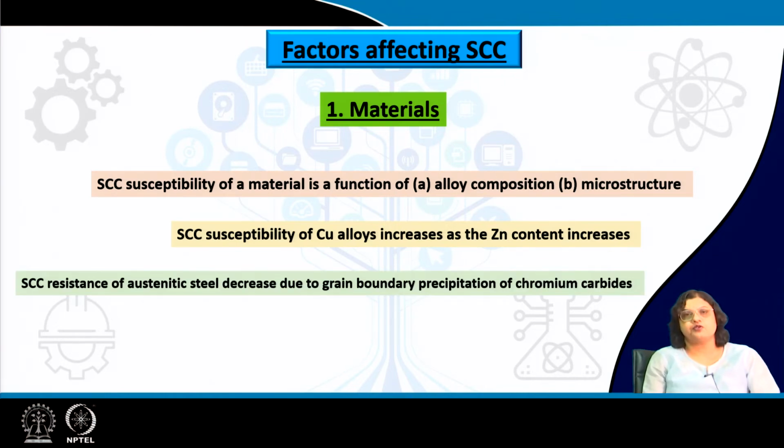On the other hand, for austenitic steel, stress corrosion cracking resistance decreases due to the grain boundary precipitation of chromium carbide. Now, if chromium carbide precipitates at the grain boundary, the immediate vicinity of the grain boundary gets depleted of chromium. Chromium is very well known for the corrosion resistance of steel. If that location adjacent to the grain boundary, which is anyway at a high energy state, gets depleted of chromium, that makes the steel more prone to undergo stress corrosion cracking.